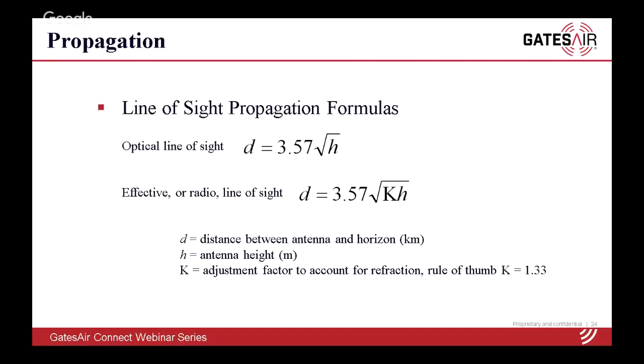One of the examples of line of sight formulas is optical line of sight. We have the formula right there. The effective or radio line of sight also has a formula, but we add another component to that. As you can see down below, we have the distance between the antenna and the horizon in kilometers, the height in meters, and then the adjustment factor to account for refraction. The rule of thumb is typically a 1.33 factor. We call that a K factor.